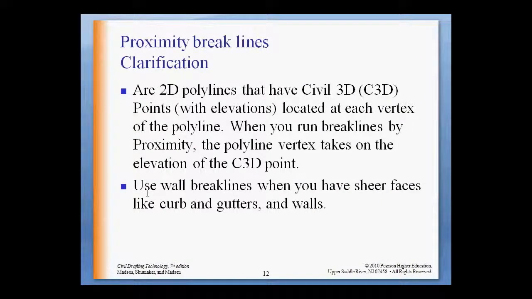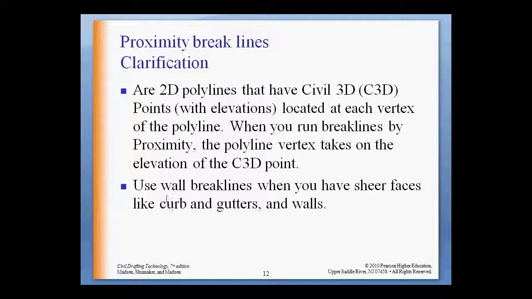On proximity break lines, there's a confusion about this. I need to clarify this. Proximity break lines are 2D polylines down at 0 elevation that sit right on top of Civil 3D points. The author doesn't make it real clear that those points are Civil 3D points. He just says points. And these Civil 3D points have elevations, and the polyline has vertices, breaks, right at the Civil 3D points. So when you choose the proximity break lines in the definition for your DTM, the routine will assign the elevation that exists on the point to the polyline. So the polyline borrows the elevation from the point, in essence.